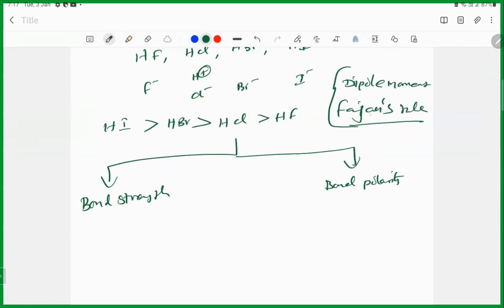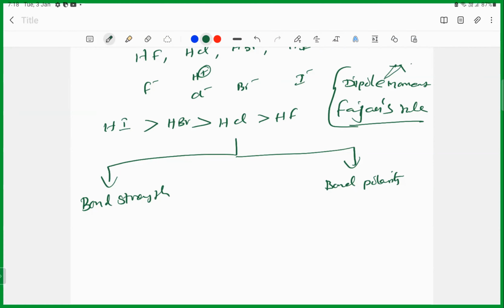It says a covalent compound has some ionic character, by means of dipole moment. An ionic compound has some covalent character, which was explained by Fajans. So these are the two rules which say no compound is 100% ionic, no compound is 100% covalent. It has some covalent character and also some ionic character. Now, there are two factors which affect the acid strength: one is the bond strength, another one is the bond polarity.